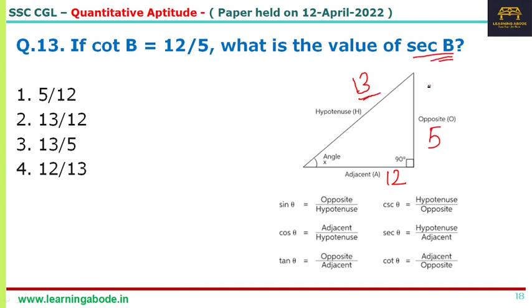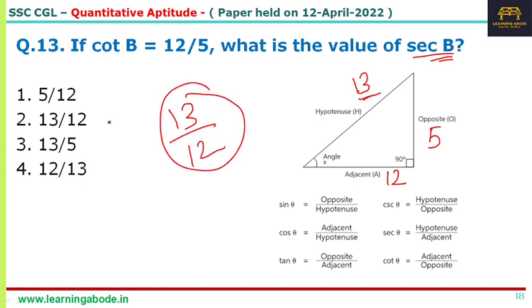Now the question asked is about sec B. What is sec B? It is hypotenuse by adjacent side. So hypotenuse is 13, adjacent side is 12, so 13 by 12, that's answer option 2. That's answer option 2 for question number 13.